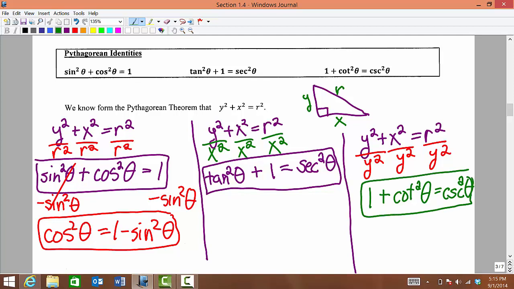So this is where we get our Pythagorean identities, and this is why we call them the Pythagorean identities because they come from the Pythagorean theorem in our trig function definitions.